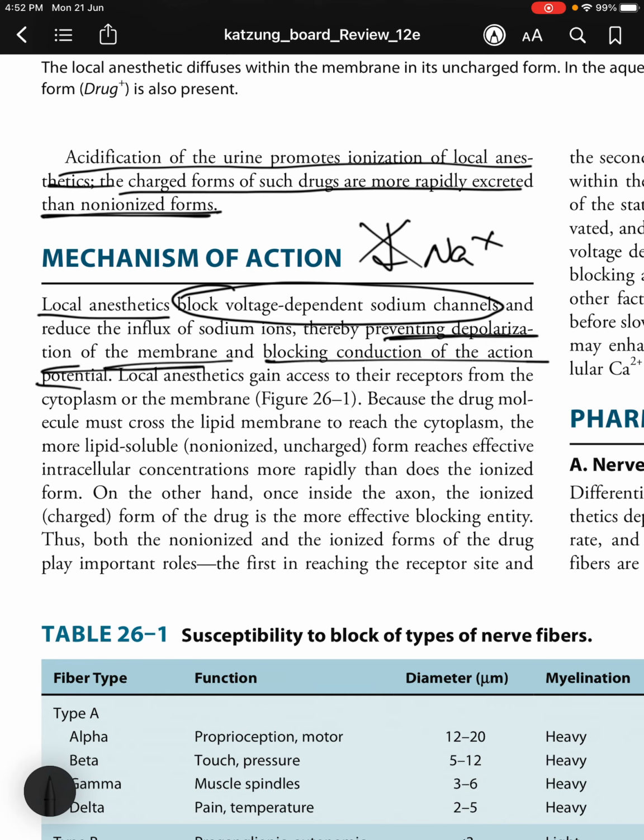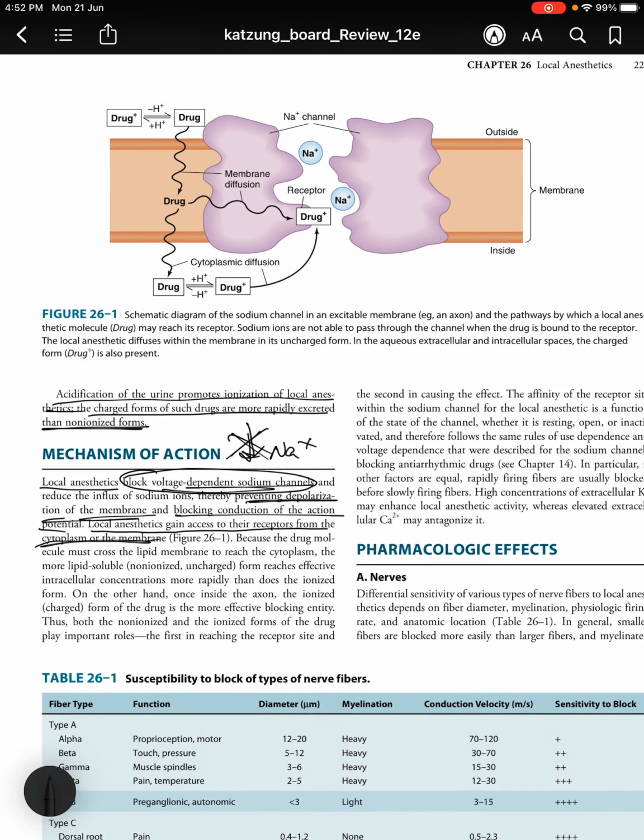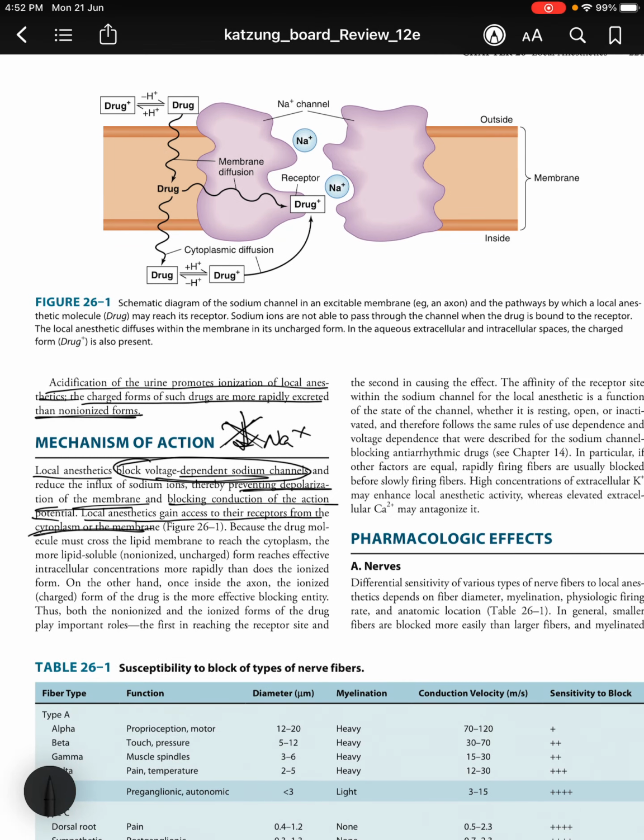Local anesthetics gain access to the receptors from the cytoplasm or the membrane, as you can see in this figure. So this is a schematic diagram of the sodium channel in an excitable membrane such as an axon and the pathways by which a local anesthetic molecule or drug may reach its receptor. Alright. So sodium ions are not able to pass through the channel when the drug is bound to the receptor. So when the drug is bound to the receptor, sodium ions are unable to pass through the channel. Okay.